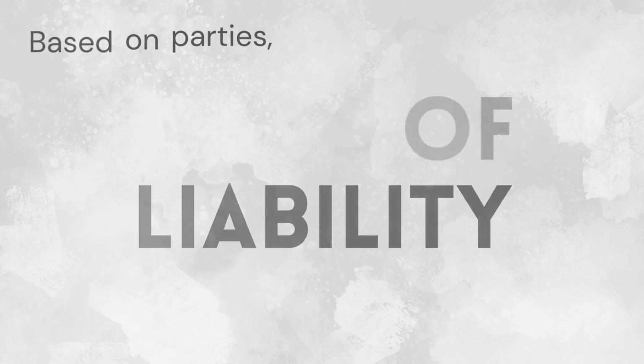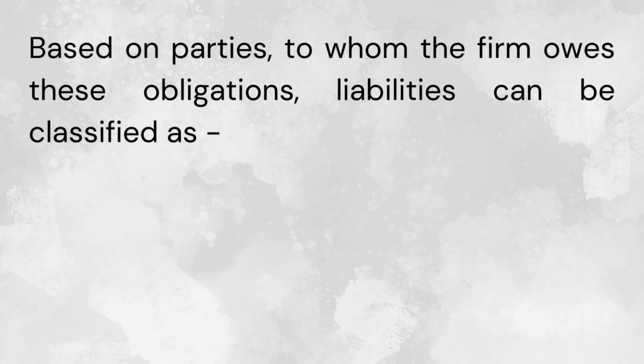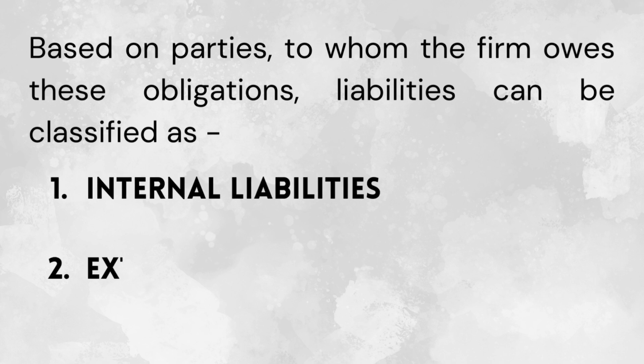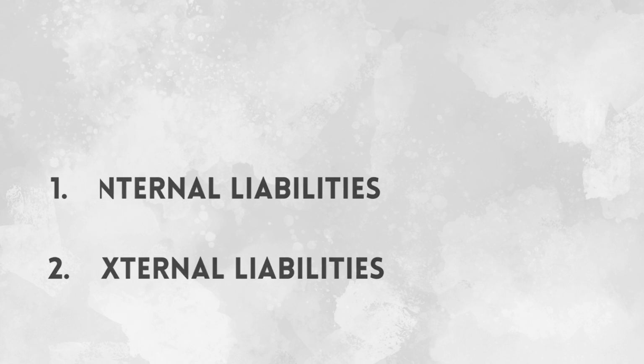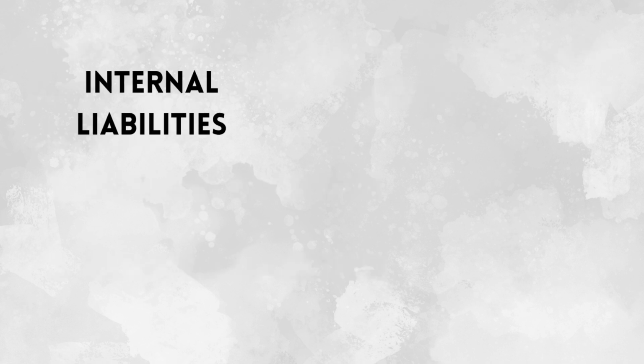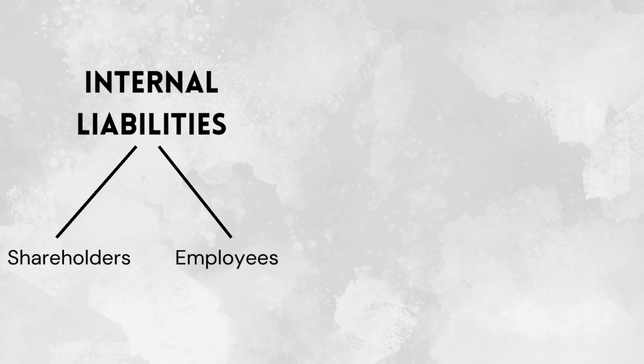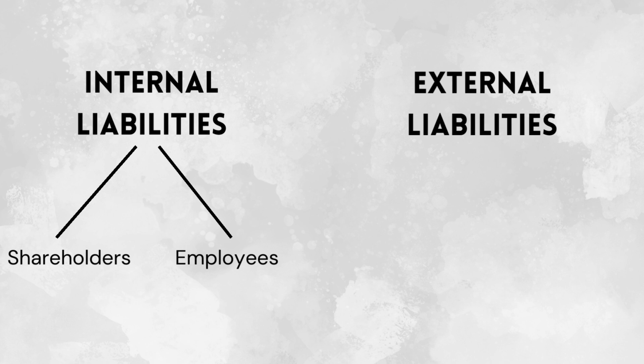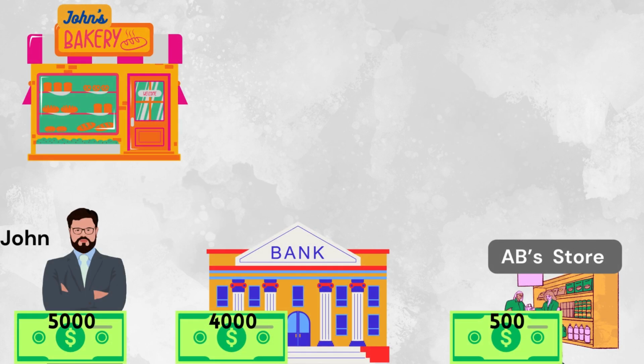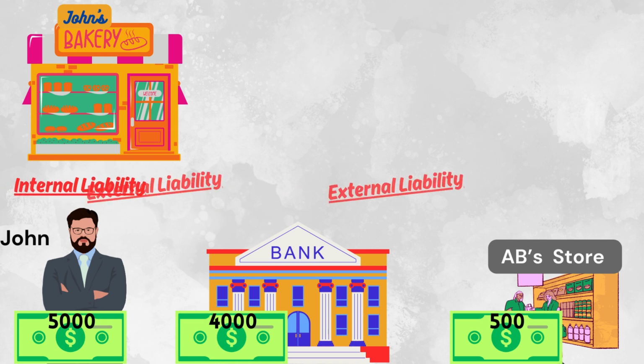Now, let's look at the types of liability. Based on parties to whom the firm owes these obligations, liabilities can be classified as 1. Internal liabilities, 2. External liabilities. Internal liabilities are the obligations or debts owed by a company to its internal stakeholders, such as the shareholders and employees, whereas the external liabilities are the obligations or debts owed to external parties like creditors and lenders. Thus, in our earlier example, in the books of John's bakery, the capital invested by John is an internal liability, whereas the amounts due to bank and AB Store are external liability.